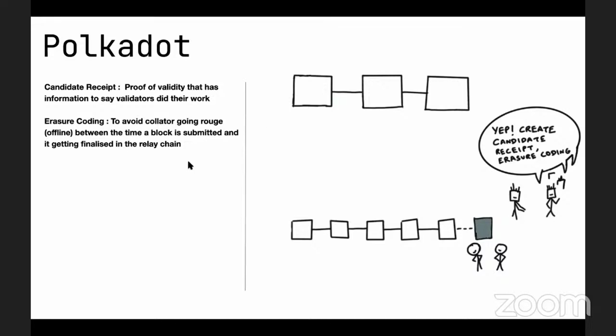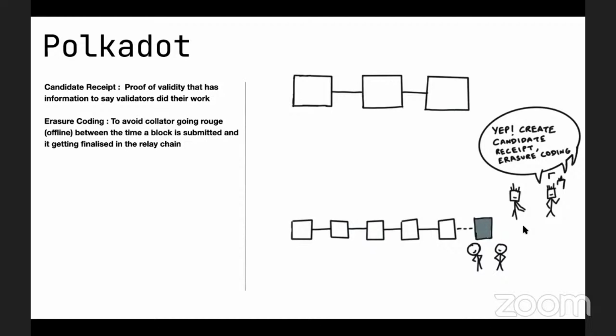And they don't just stop there. After creating the candidate receipt, they'll do one other thing. That is, they will do something called erasure coding. What that is, they basically take this block that is going to get added, they break that into pieces, and they share the pieces. Before sharing the pieces, they create another Merkle tree for the pieces, and then they share this among all the validators, not just the validators that are assigned to this parachain, but all the validators in the network, right? But why do they do this?